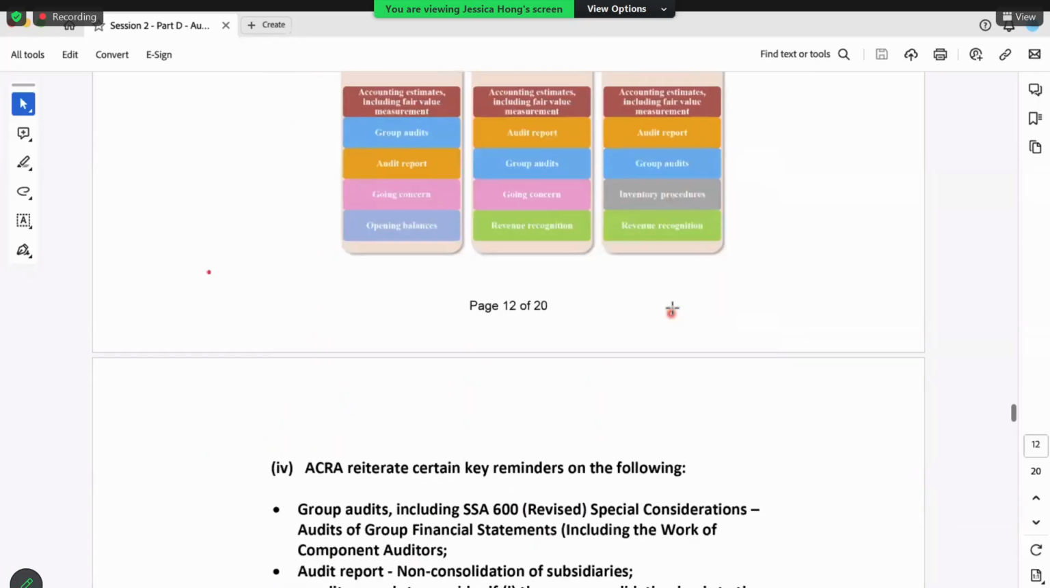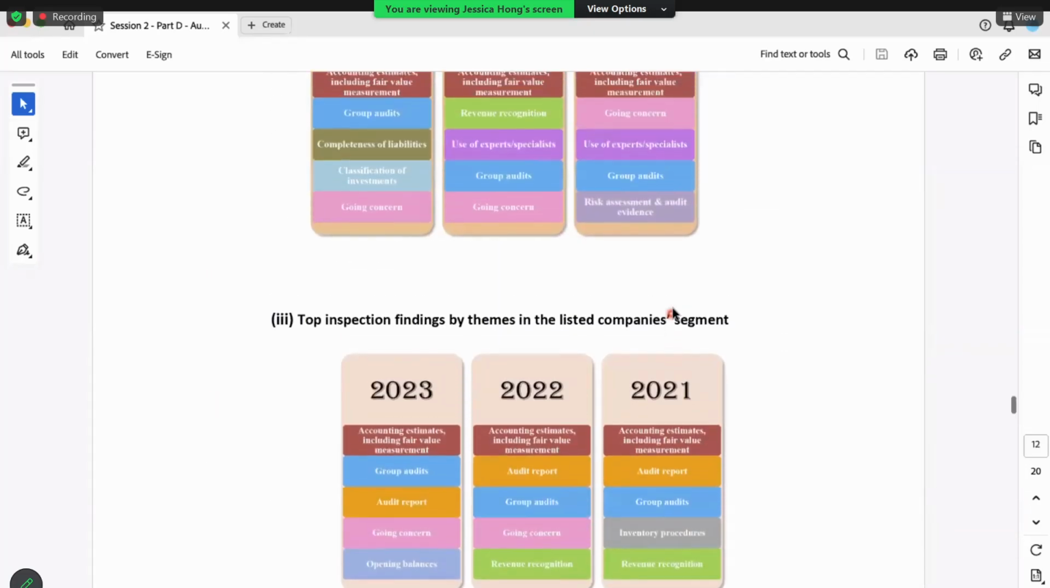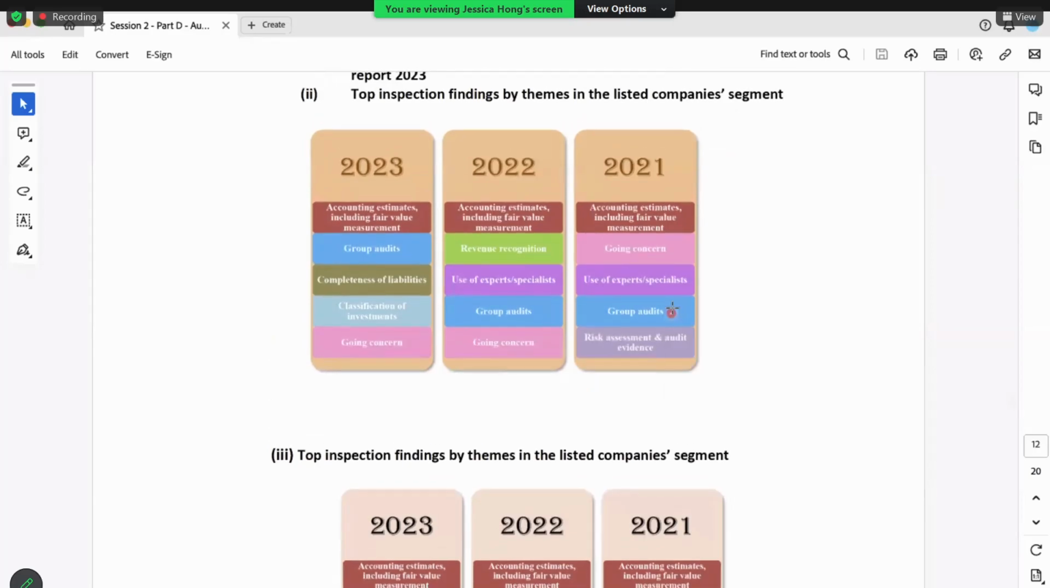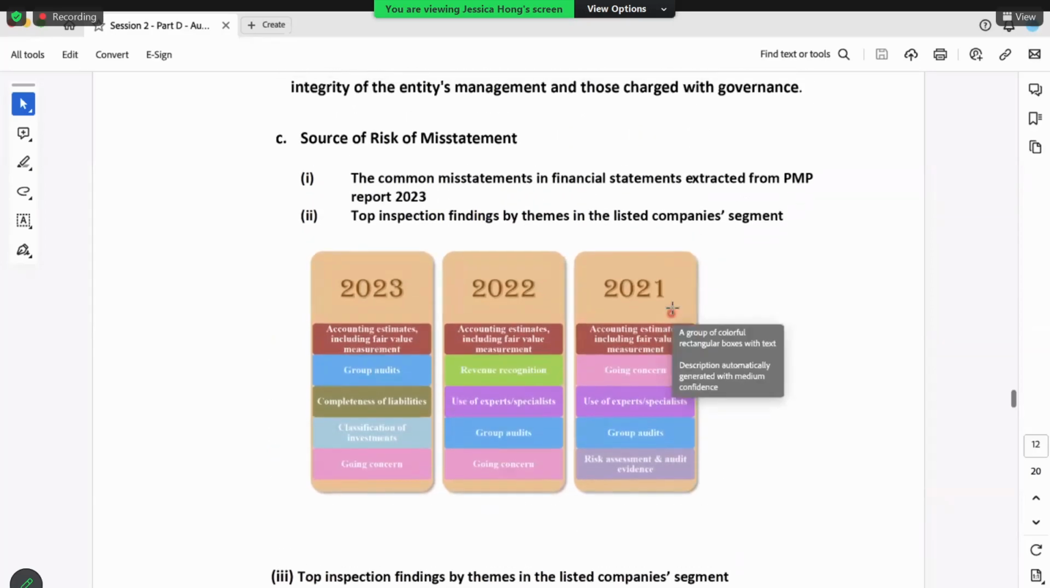This is some of the popular risk of material misstatement. You can see that I'm showing you two here. All right, so these are the popular ones. I extracted this chart from the PMP report 2023. This gives you some ideas, like if the exam question will be testing on risk of material misstatement, the examiner may actually select the topic or the transaction types or the balances in the balance sheet from the queue here.